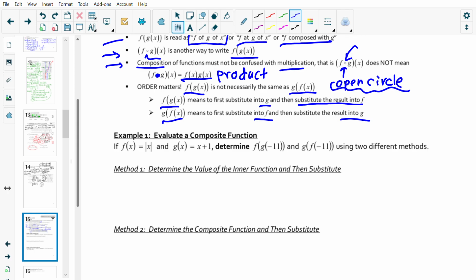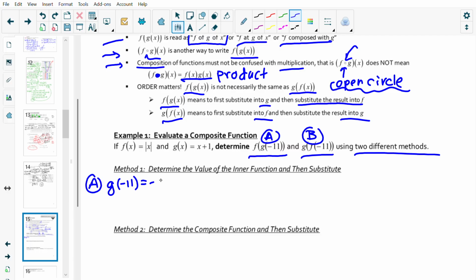Let's do our first example. Evaluate a composite function. F of x equals the absolute value of x, and g of x equals x plus 1. Determine first f of g of negative 11 and g of f of negative 11, and let's use two methods. Method 1, determine the value of the inner function, then substitute. I'll call this a, I'll call this b. Okay, for a, the inner function is g of negative 11, and that is negative 11 plus 1. So g of negative 11 equals negative 10.